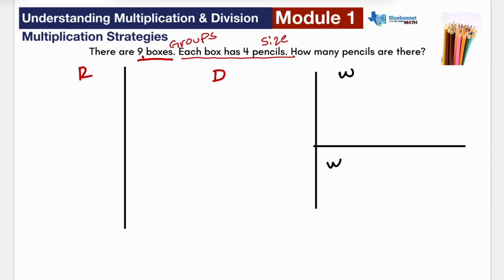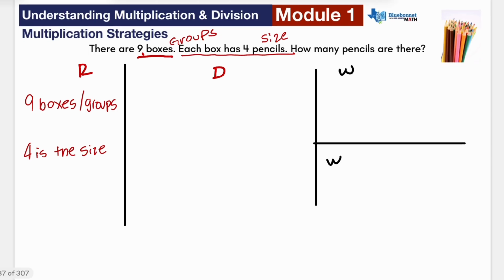So let's write out our information. We have 9 boxes, which is also equal to 9 groups. Okay? Representing that there. It also says that each box has 4 pencils. So 4 is the size. I know that that's the size because it says each has 4 inside. Okay? And I'm looking for a total. So I don't have a total just yet. So I'm looking for the total number of what? Pencils. Okay? So there we go.